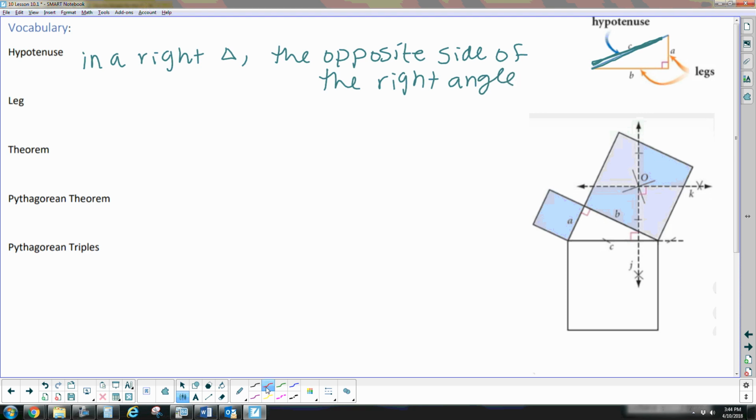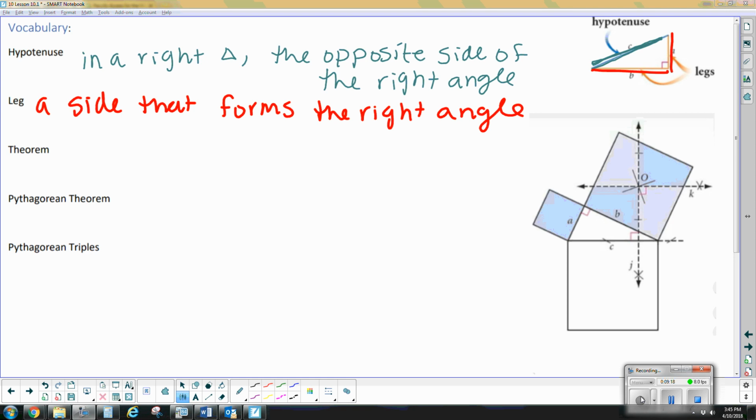The leg of a right triangle is either one of the sides that make up the right angle in a right triangle. Now, so far we've been working with conjectures because in this class we haven't been doing proofs, but a theorem is a conjecture that's been proven. So our conjectures are just based on observations, but a theorem actually has proof.